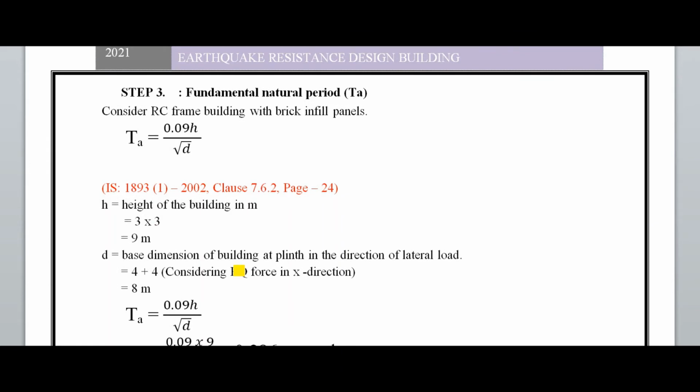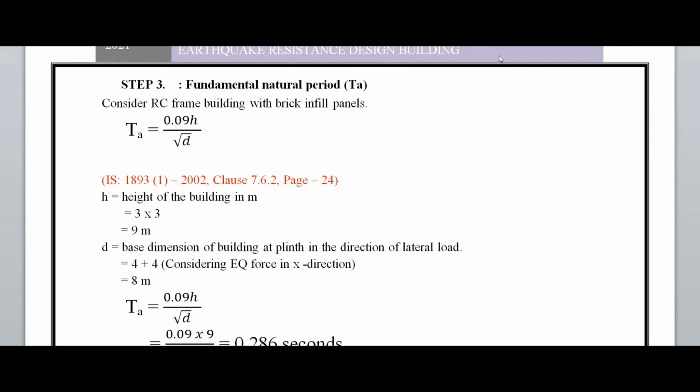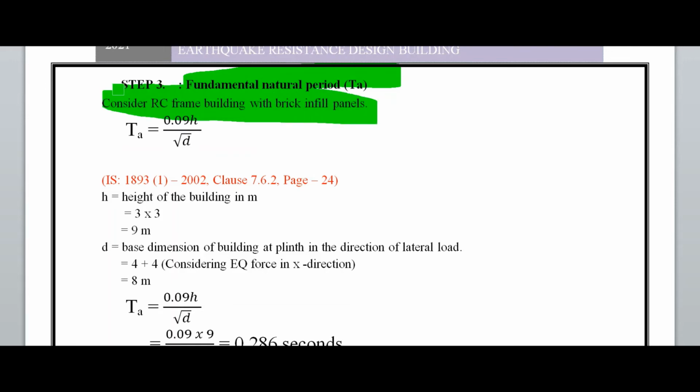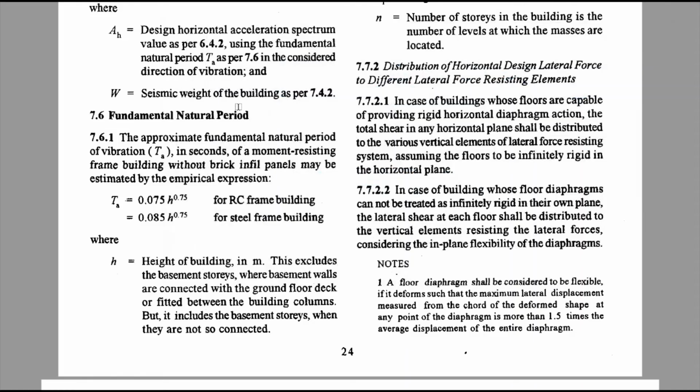Now step 3 is the fundamental natural period. We are going to calculate the fundamental natural time period, Ta. For calculating Ta we have to consider an RC frame building with brick infill panels. So remember this: we consider an RC frame building with brick infill panels. Why do we consider this? Because of IS 1893 (Part 1) 2002, clause number 7.6, page number 42. Let's check what we have there.